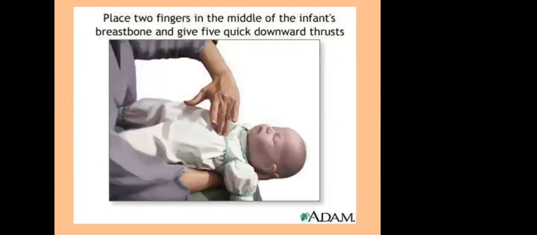Then you give the 5 chest thrusts. You place 2 fingers in the middle of the infant's sternum and give 5 quick downward thrusts. That should also help to expel the object. But you continue, and the catch is you should know when to commence CPR if all of this fails.